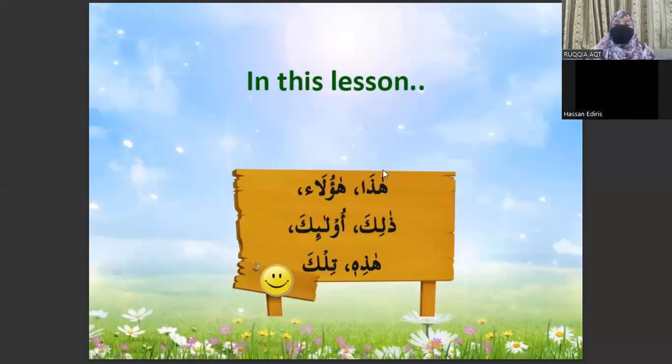Yesterday we learned some different terminologies, some new words: haza, haulai, zalika, ulaika, hazihi, tilka. We will practice them inshallah.